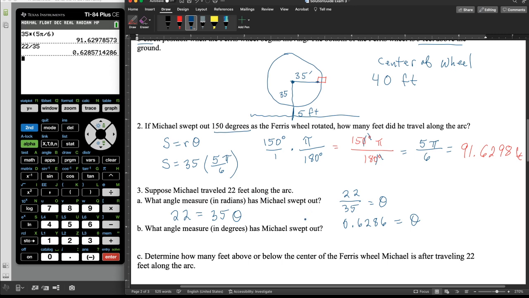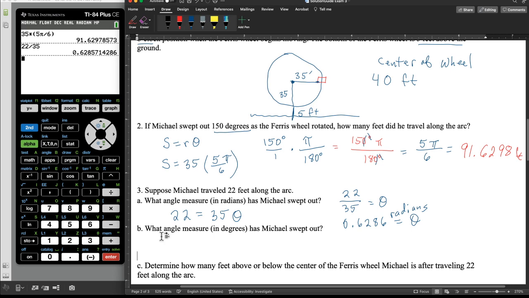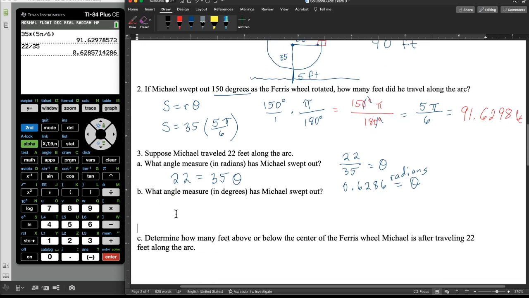And I was in the wrong, I was looking at the wrong thing. Good, so that's the correct, and we could say radians. Okay. What angle measure is this? Well, let's give a little bit more room here. We have to do a conversion.